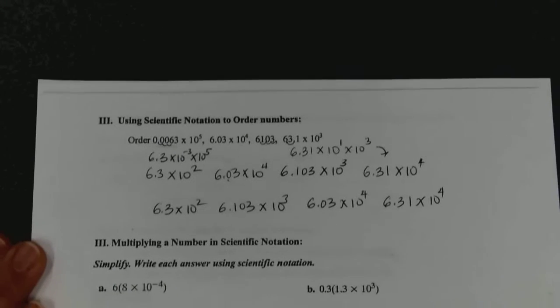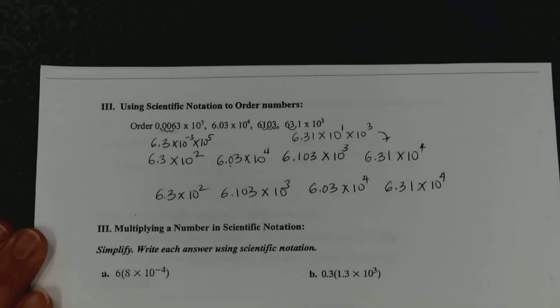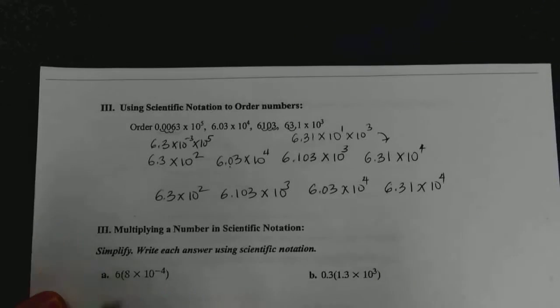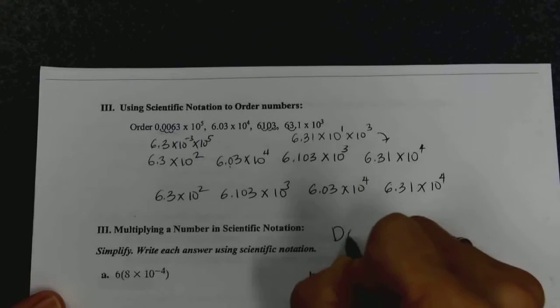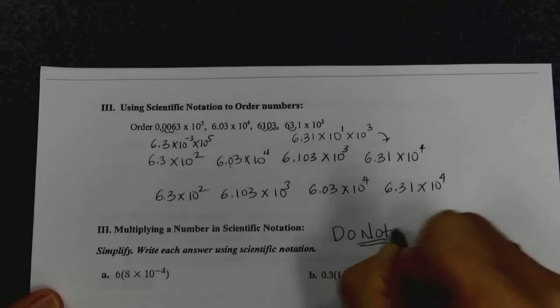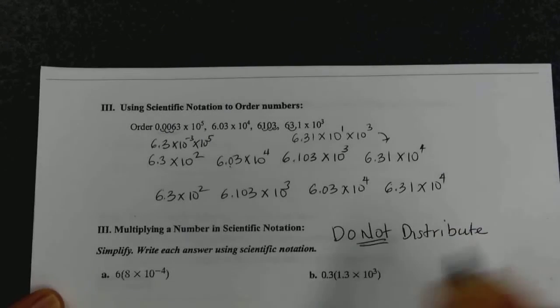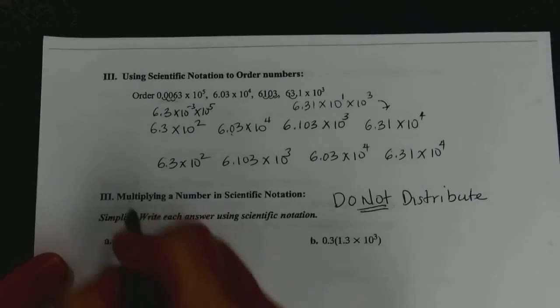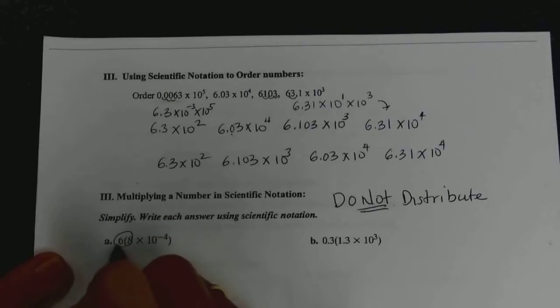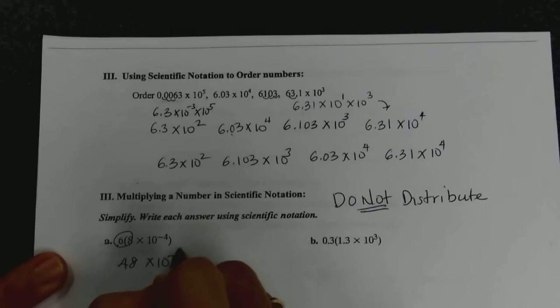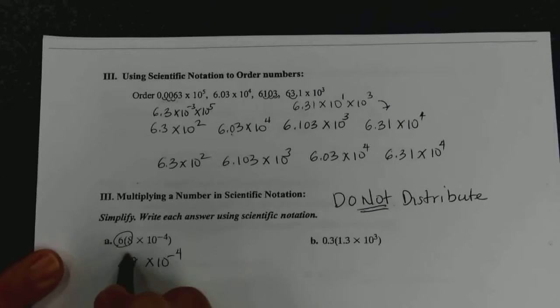Another type of question you will see is to multiply. So we're going to simplify, and we're going to answer our simplified form in scientific notation. So do not distribute. You only distribute when there's a plus sign in here. This is multiplying. So what we do is we just multiply those two together. 6 times 8 is 48 times 10 to the negative fourth power.